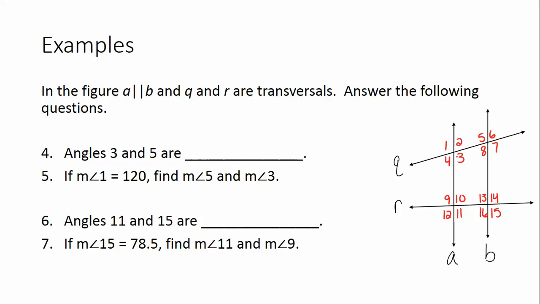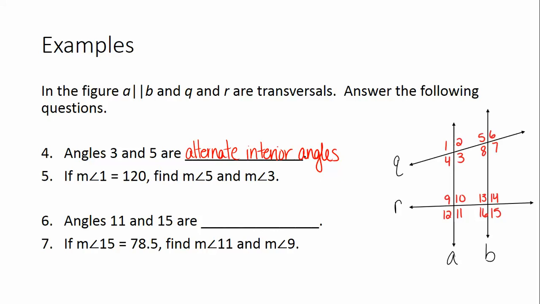If we look at 3 and 5, they are inside the parallel lines A and B, and they are opposite one another. So they are alternate interior angles. Next, we're given an angle measure. Angle 1 is 120 degrees. So we need to find the measure of angle 5 and the measure of angle 3.